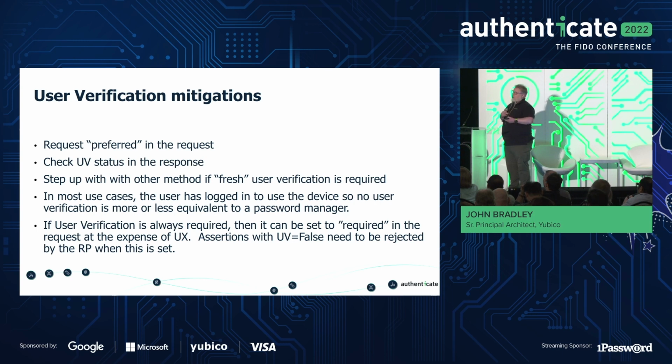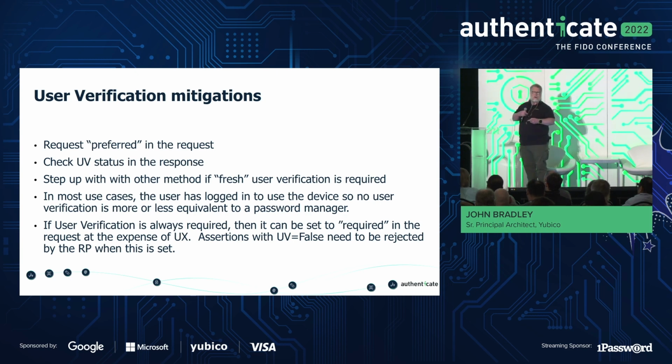So as an RP, if you want a good user experience, probably set user verification to preferred. Whether you set it to required or preferred, you should always check the user verification status in the cryptogram, because somebody can always have some JavaScript that just changes the request. So just because you ask for user verification doesn't mean you get it. There could be a man in the middle, or it could be a device that just doesn't support user verification. So if it's important to you, you need to step up with either a push notification app or some other method.